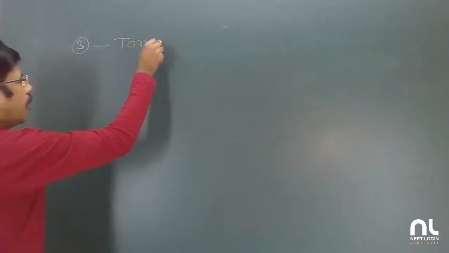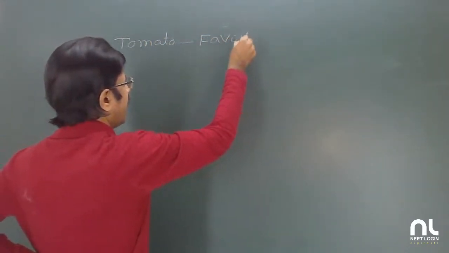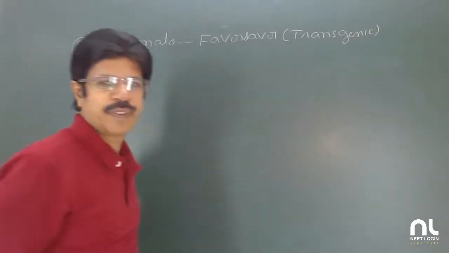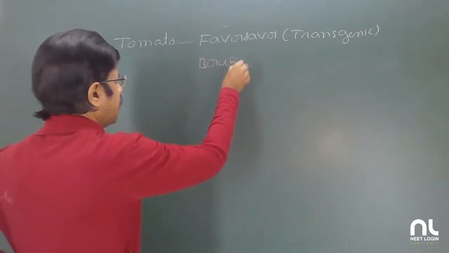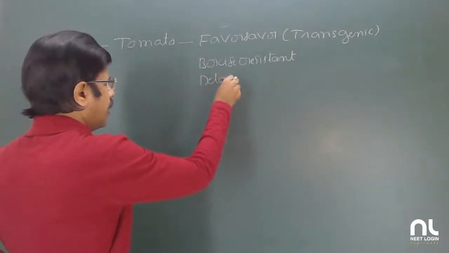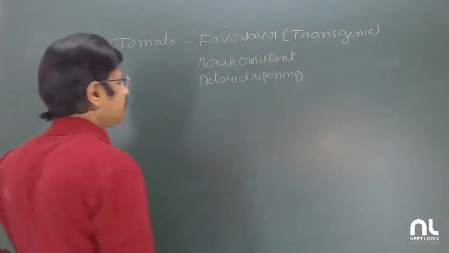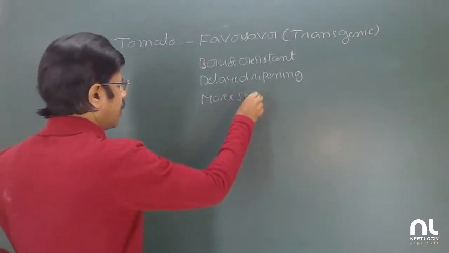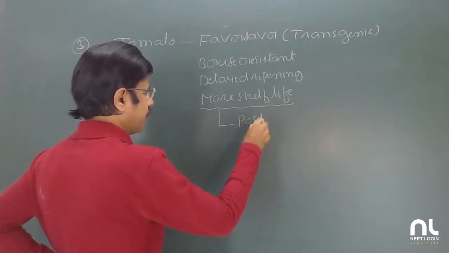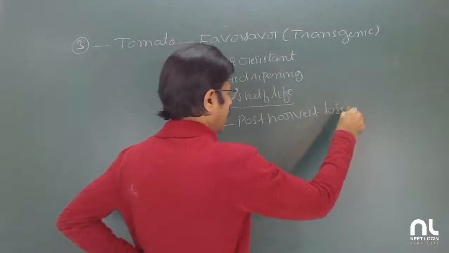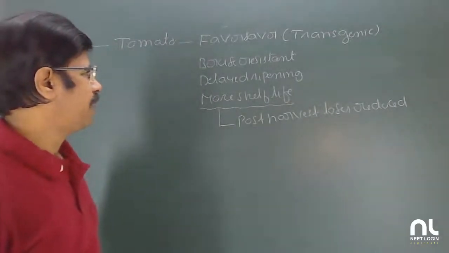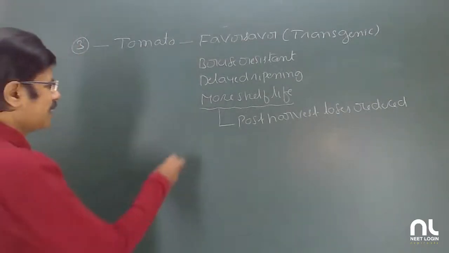And tomato, it is Flavr Savr transgenic tomato, that is bruise resistant and has delayed ripening, more shelf life. So post harvest losses are reduced because it has more shelf life, delayed ripening, bruise resistance.